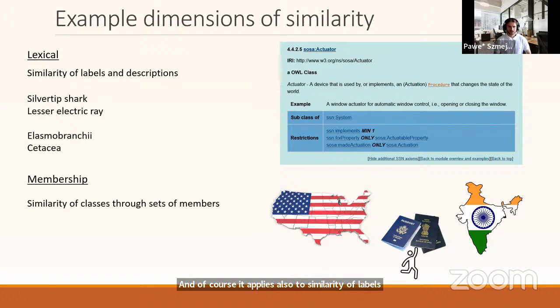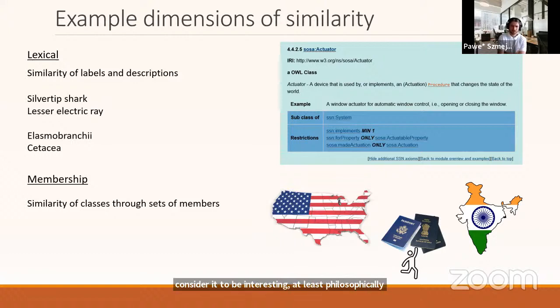In the case of phylogenetical ontology, it is more useful if we look at Latin labels than if we look at English labels. For example, here, silver-tip shark and lesser electric ray, there is zero similarity because there are zero words that share any meaning between those two labels. The membership dimension, I included that because I consider it to be interesting, at least philosophically.